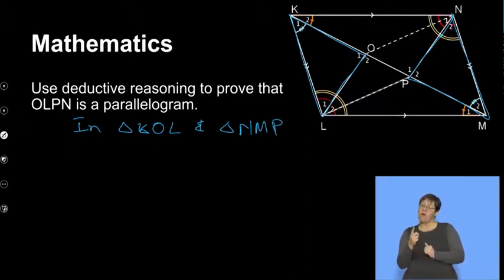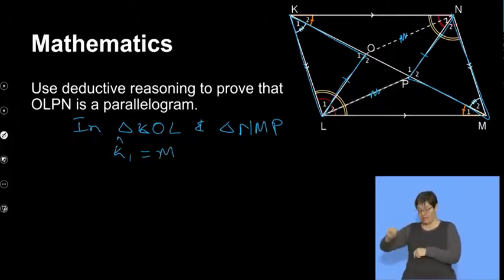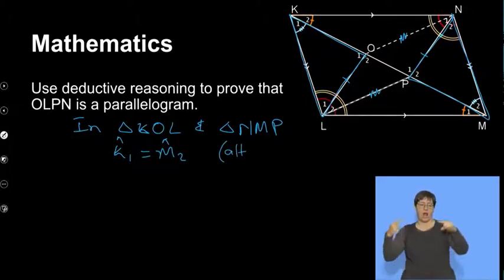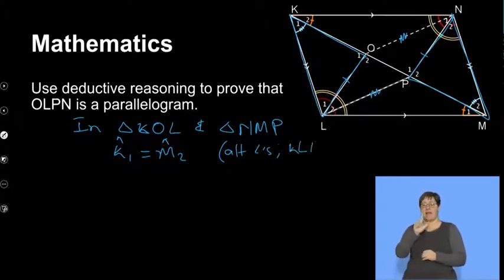So I must prove that in these triangles this side and that side are equal. If I can do that, then I will be one step closer to also proving that this side is equal to that side, right? So let's quickly look at that. I know that in these two triangles, my K1 is equal to my M2, and this is because of alternate angles, and this is because KL is parallel to NM.